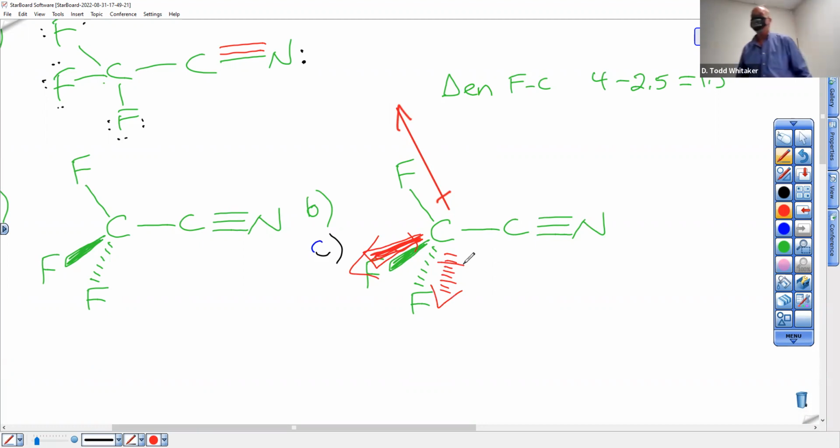C, C. Is there a dipole vector between a carbon and a carbon? No. They have the same electronegativity. C and N is 0.5. N, C, 3.0, 2.5. Okay, 0.5. 1/3 the length of that, pointing towards the N. Is that about right? Is that about 1/3 of that? I think so. I've got my fingers going: 1, 2, 3, maybe a little longish, but not terrible.